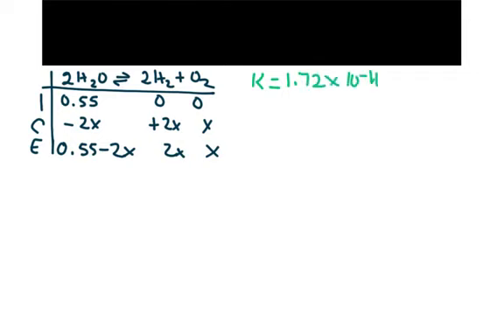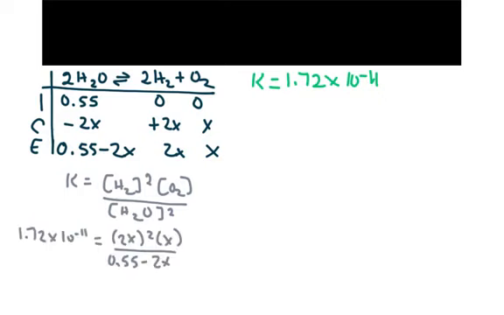Just like the last time and just like in a type 2 and 3, my next step is to set up a K equation. I'm going to set up a generic K first, then substitute. So remember, K is concentration of products over reactants, and the coefficients become exponents. Now we can substitute. I'm also going to simplify the top line again, just like I did the last time.